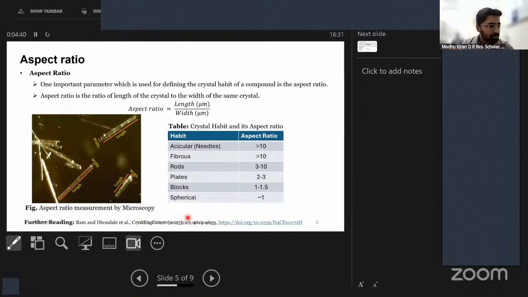So for more information on this particular topic, I suggest you to read this particular article by Ram and Dhunale et al., published in Crystal Engineering Communication. You will get an in-depth idea about the crystal habits and its effect on the downstream processability, such as the filterability or dissolution rate, and how can we control the crystal habit, what experimental procedure can be followed, etc. You can find in this particular publication.